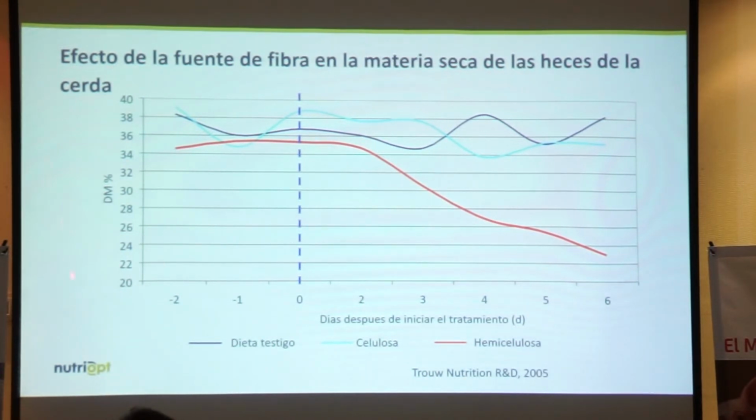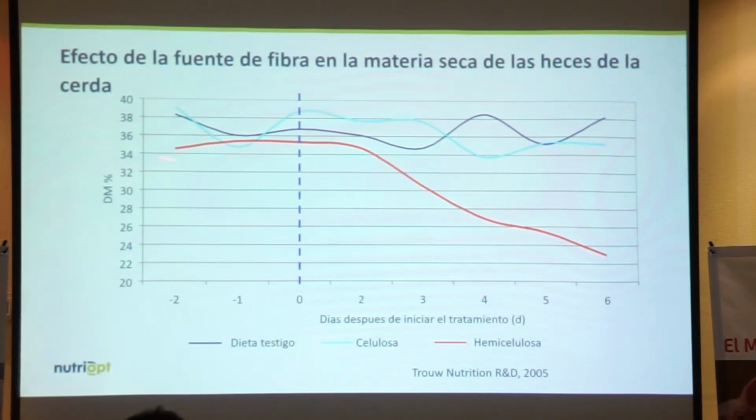So here we have measured the dry matter content in feces. And here we have the days before and after the start of the trial. Before the trial started, all the sows had a lactation diet with a low fiber level. And then we switched to a diet that was rich in cellulose. Cellulose is like root shavings, so that is a very inert fiber source. And we had a source of hemicellulose, which was wheat bread.